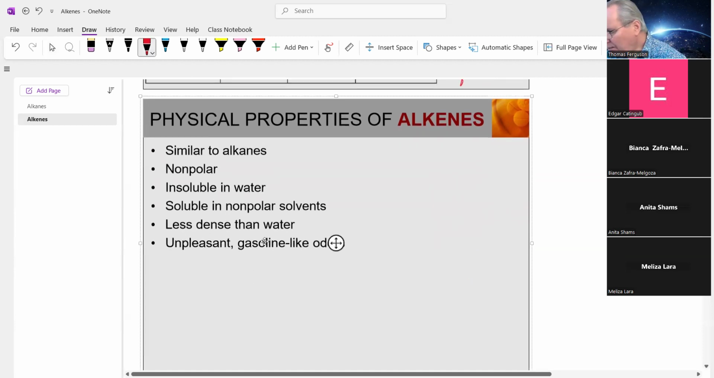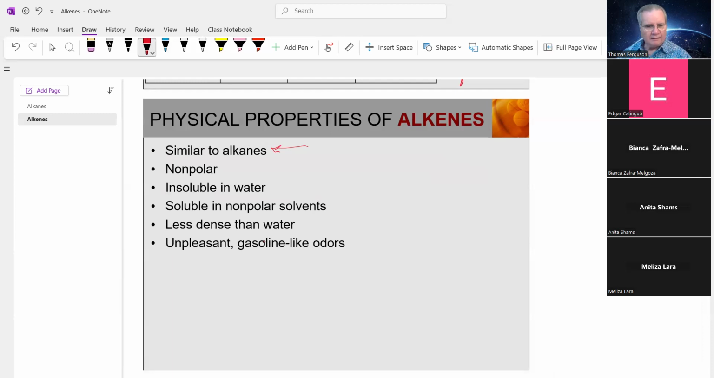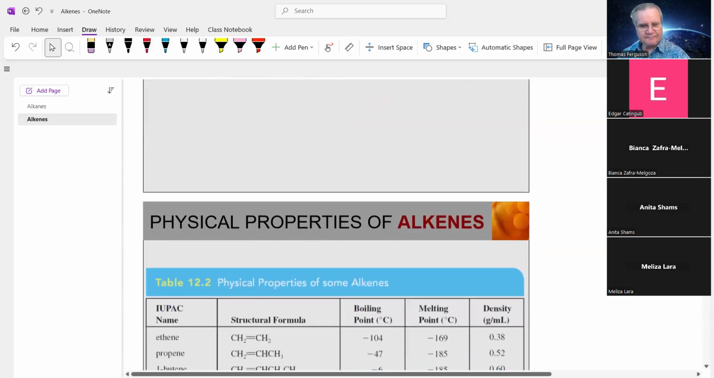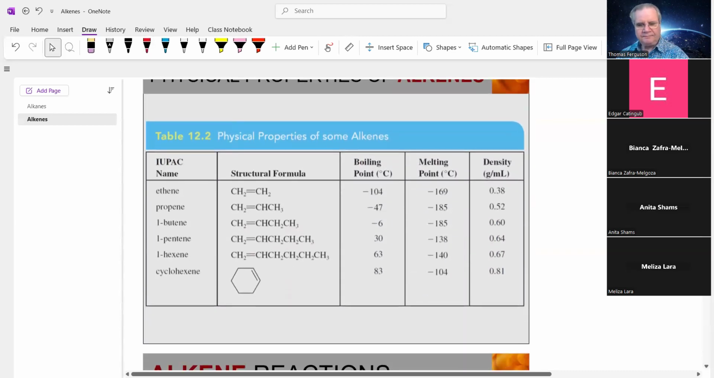They're basically almost the same as alkanes. They're nonpolar, can't dissolve in water. They float on water. Gasoline-like odors, because a lot of gasoline has benzene and octane in it, which are similar to the alkane versions. A lot of benzene.